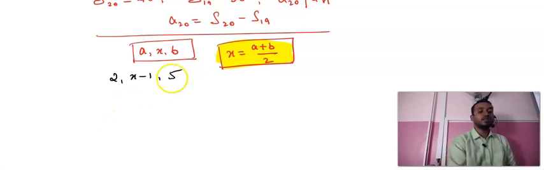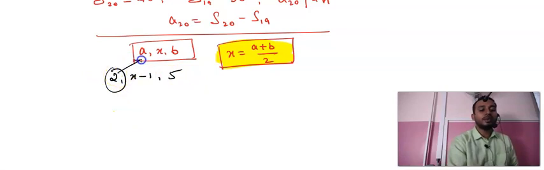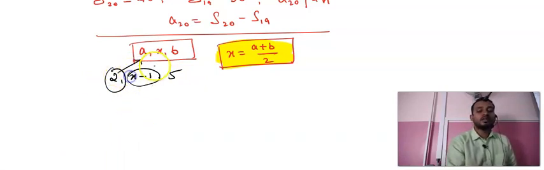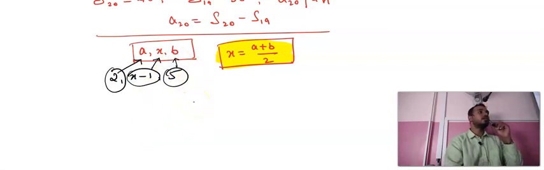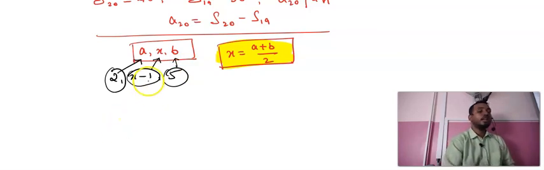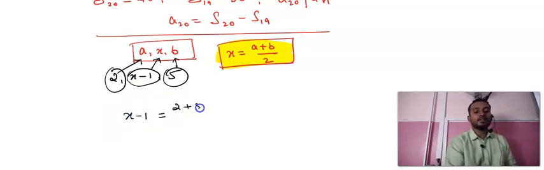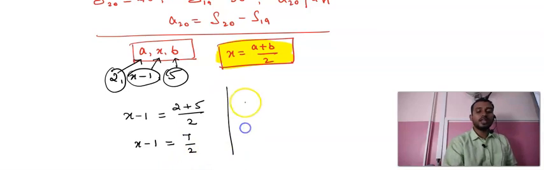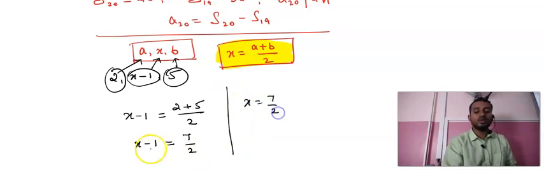How will you find it? See here. This 2 is in the place of a, this x minus 1 is in the place of x, and 5 is in the place of b. Now in place of x, we write x minus 1 is equal to (a plus b) by 2, that is (2 plus 5) by 2. Then x minus 1 equals 7 by 2. Then x equals 7 by 2, and minus 1 comes to the other side, it becomes plus 1.